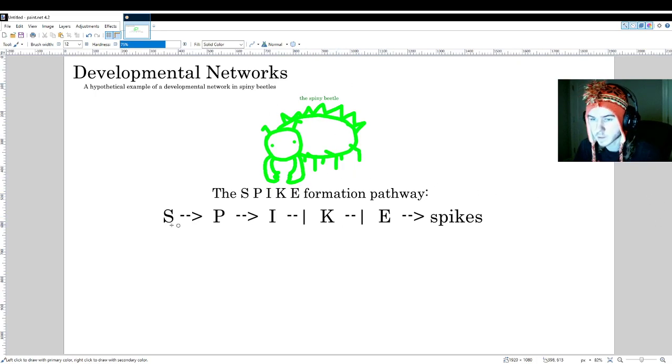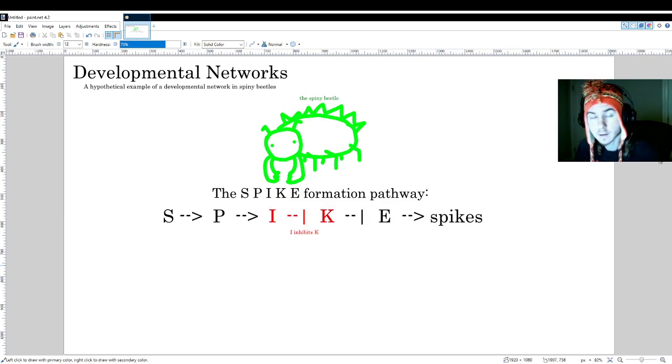To break down this pathway, we're going to start from the point we really care about, the phenotype, which is the creation of spikes. So we have E induces spikes. Then we have K inhibits E. Therefore, if K is inhibiting, there will be no E, so spikes will not form.